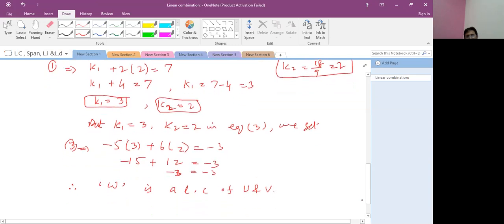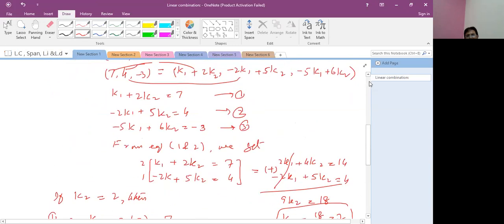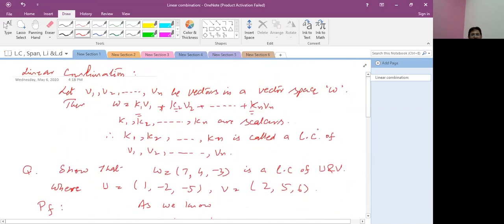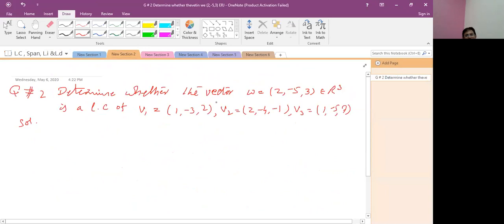This is the first application about linear combination. Now the second application: determine whether the vector W equals 2, minus 5, 3, belonging to R3, the three-dimensional vector space, is a linear combination of these vectors x, y, z. So we will determine it.